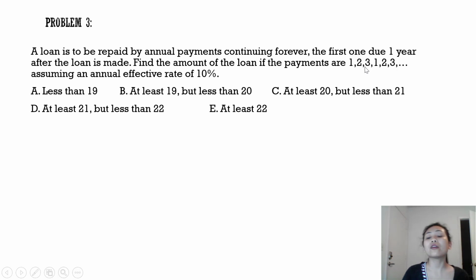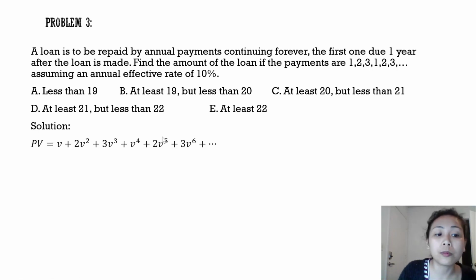So here we have something that looks like a perpetuity, but it's not a perpetuity immediate, and it's not a perpetuity due. Basically it's like a perpetuity with unequal payments. And we have the pattern 1, 2, 3 and come back to 1, 2, 3. So we are going to use present value formulas for this. So the present value starts from time 1, because this is due 1 year after the loan is made. So the first payment is at time 1.